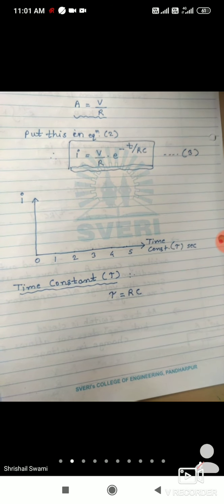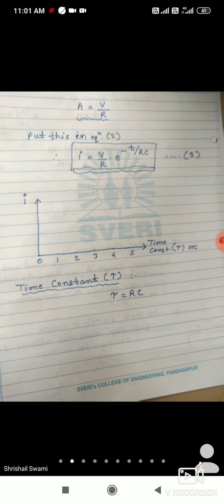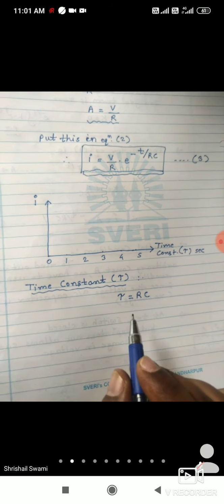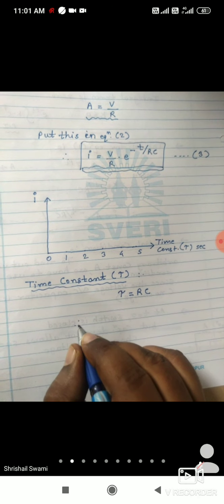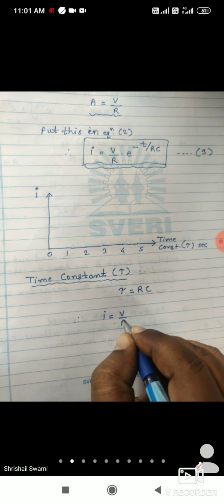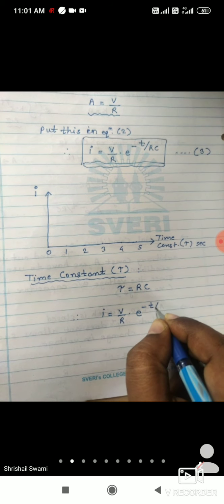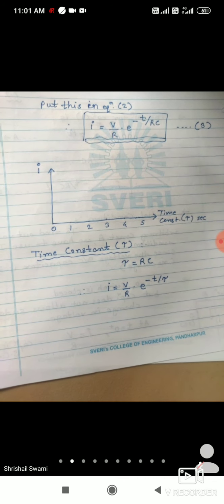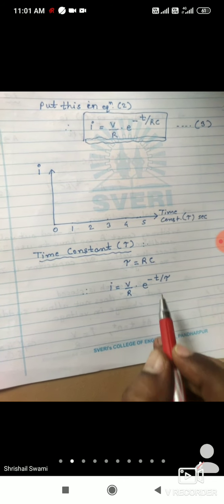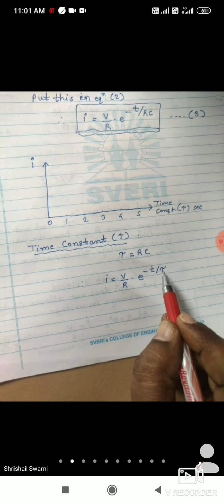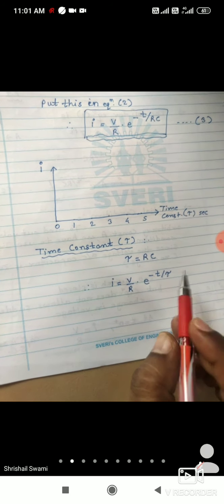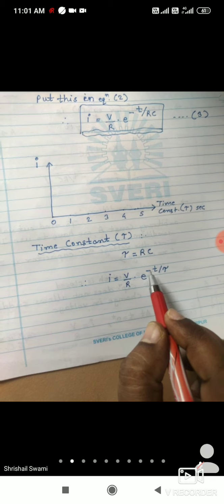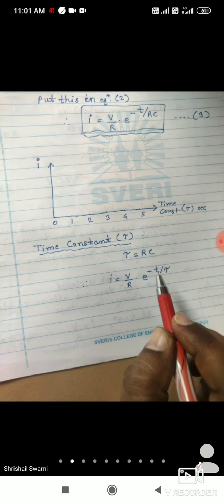Number of times they have asked the MCQ question based on this time constant. Remember it. So put this in equation number 3. I is equal to V by R into e raised to minus t divided by tau. Okay, so the graph I will tell. When t is equal to 0, this value becomes e raised to 0, which is always 1. So at 0 the value of current will be V by R.